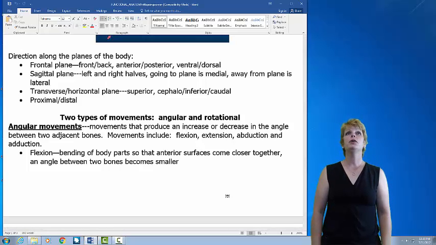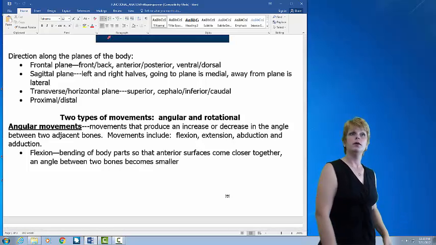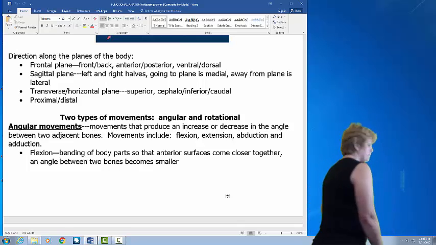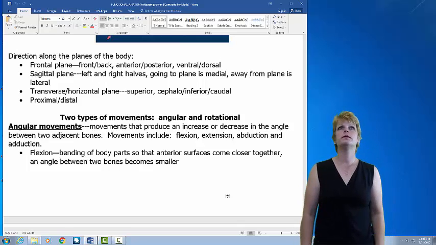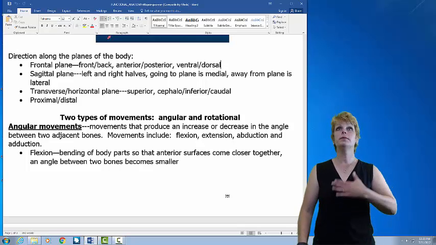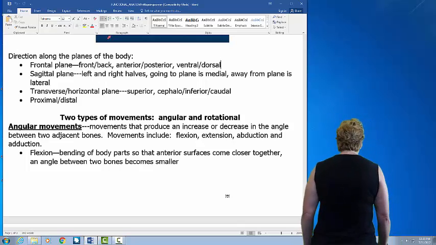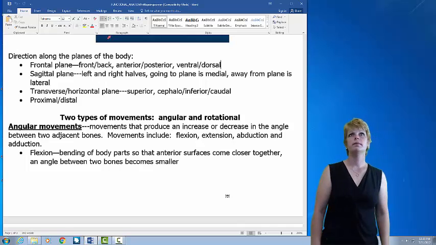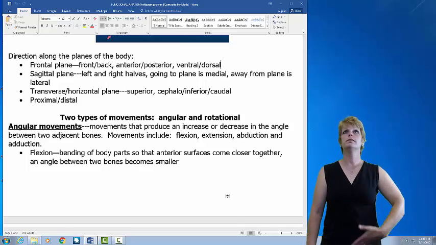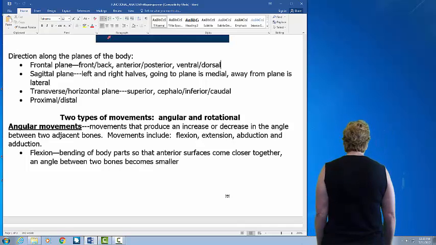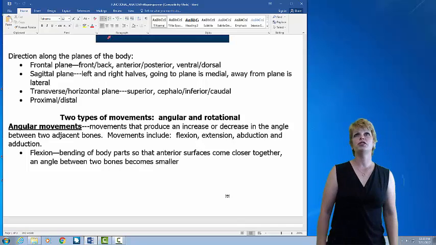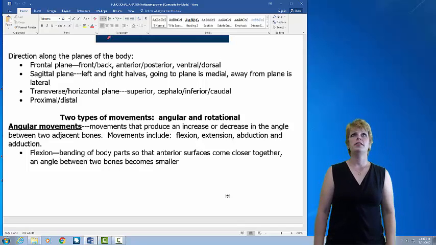The frontal plane, where you're talking about front, back, anterior, posterior, ventral, dorsal. People can use those different terminologies to talk about the direction of the body: anterior, posterior, front, back, or ventral, dorsal. In the sagittal plane, they talk about different directions as well.